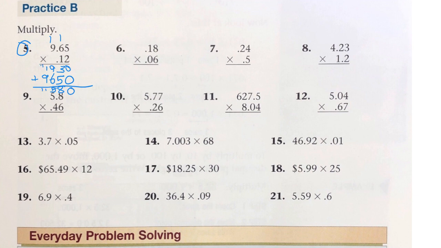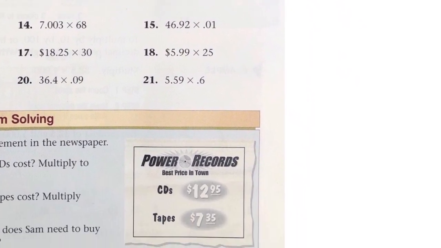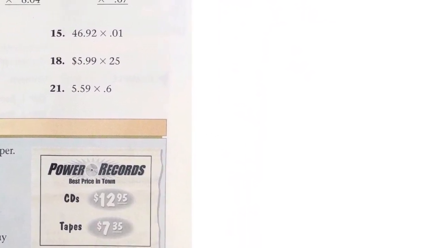Now we count the decimals. We've got 1, 2, 3, 4. So the decimal point goes right in there. All right. A little sloppy to do it on this screen. We'll try to be a little bit more neat. I'll slide it over so we can do one of these problems.